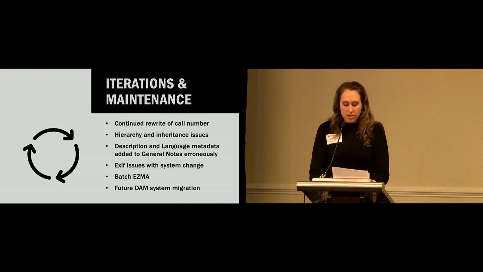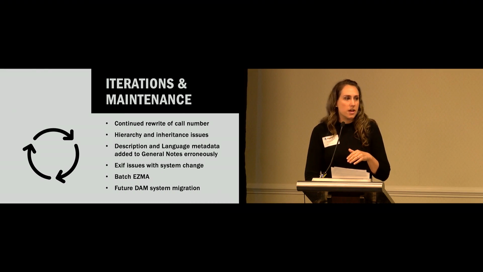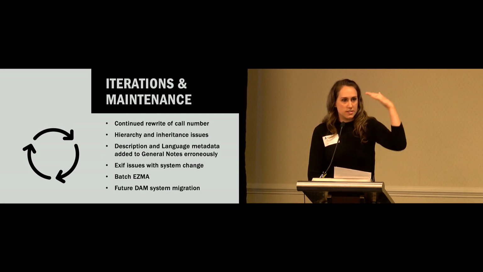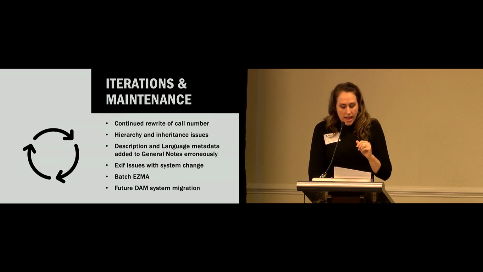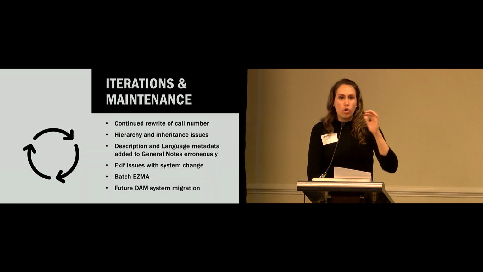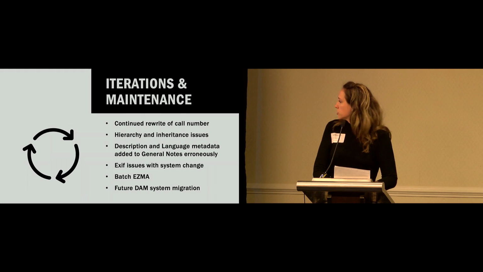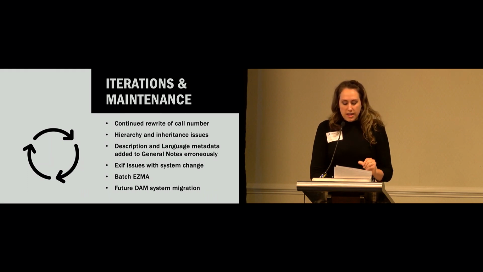There were also some hierarchy and inheritance issues. We have our inheritance rules set up in our ArchivesSpace instance, so that some metadata isn't entered into the individual object, it's entered overall. And one was the creator, so it didn't always copy that to the individual object when we wanted it to, and so we had to work through that. And I think sometimes we still are. And then also, the description and language, for some reason, kept combining into general notes. That was a fun one.